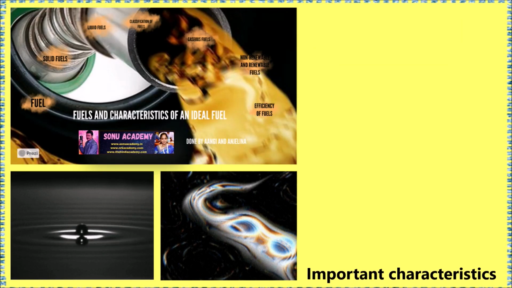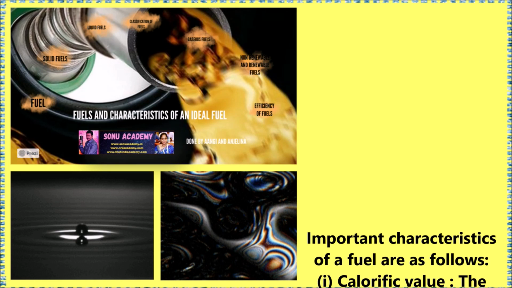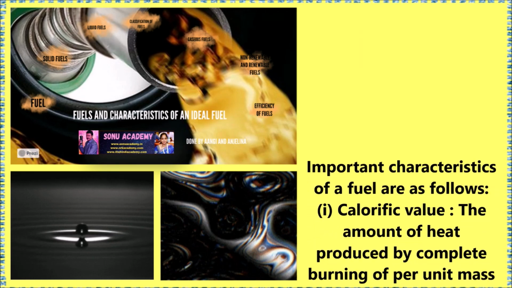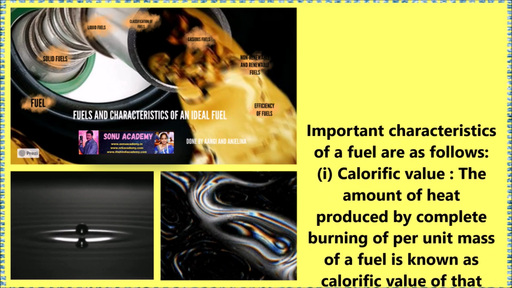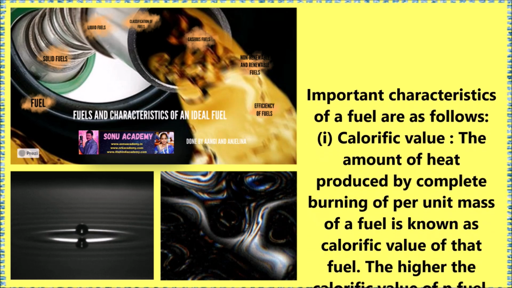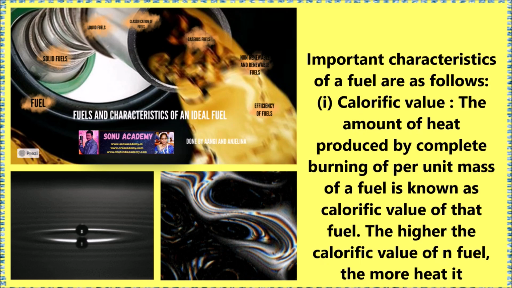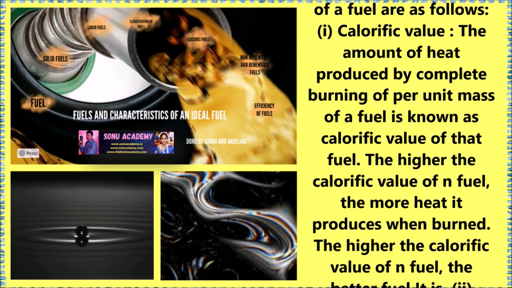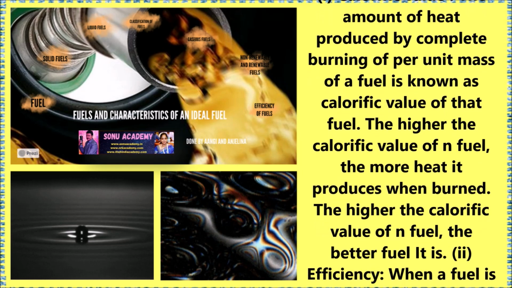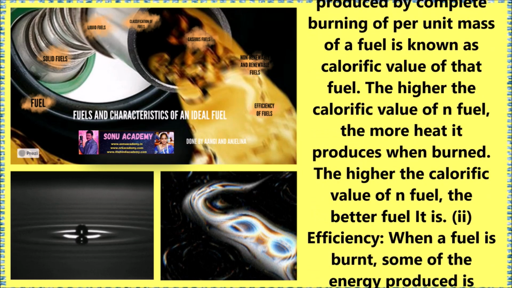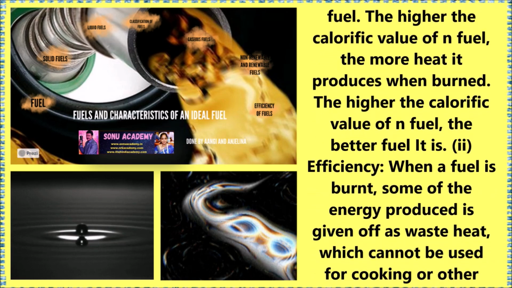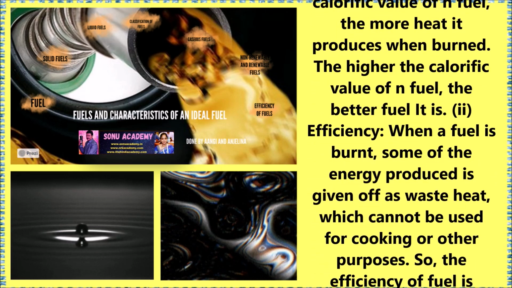Children, now let us discuss the characteristics of fuels. The important characteristics of a fuel are as follows. Calorific value: the amount of heat produced by complete burning of a unit mass of a fuel is known as the calorific value of that fuel. The higher the calorific value of a fuel, the more heat it produces when burnt. The higher the calorific value of a fuel, the better fuel it is.